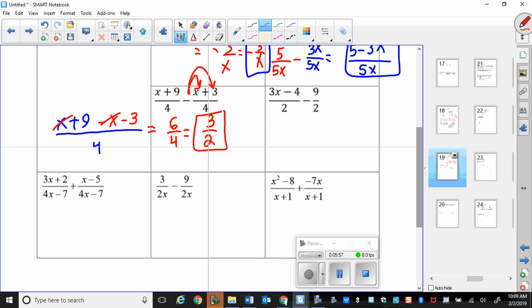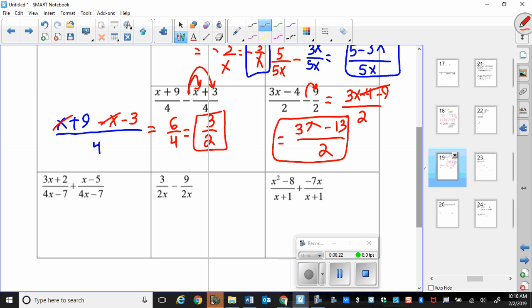For the next one, the denominators are the same, so I have 3x minus 4. And remember to distribute the negative here to the numerator. Combining, we have 3x, and negative 4 minus 9 is negative 13 over 2. Here's my simplified answer.